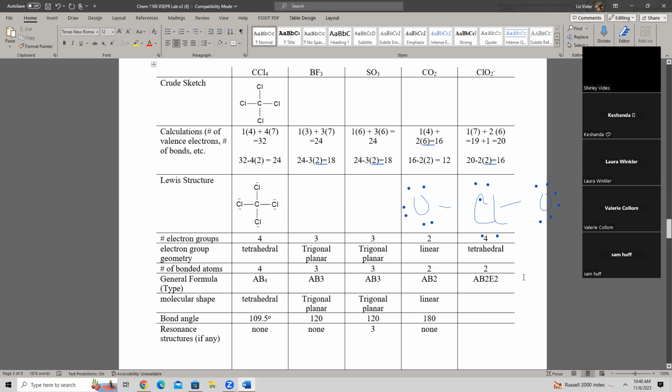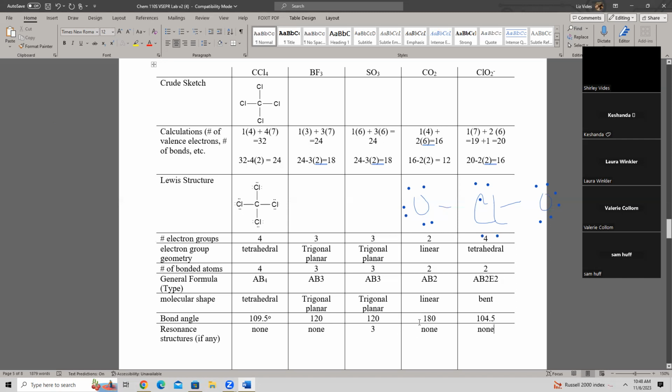That means you have 2 bonds and 2 lone pairs, which makes this bent. And the angle is 104.5. And there are no resonance structures because there's no double bonds. You see how it changed a little bit? And you can look it up.